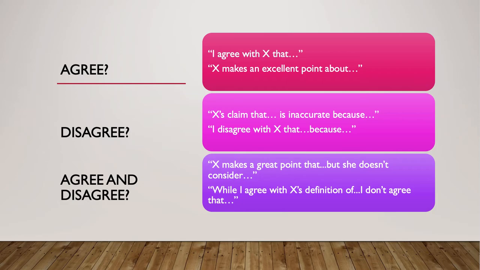If you agree with the author's claim, definitely say that. You can write, I agree with X that, or X makes an excellent point about. If you disagree with the author's claim, definitely say that too. You can write, X's claim that is inaccurate because, or I disagree with X that because. If you agree and disagree with the claim, that's great too. Maybe you find some part of their point convincing, but you don't fully buy in. In that case, you might write, X makes a great point that, but she doesn't consider. Or, while I agree with X's definition of, I don't agree that.